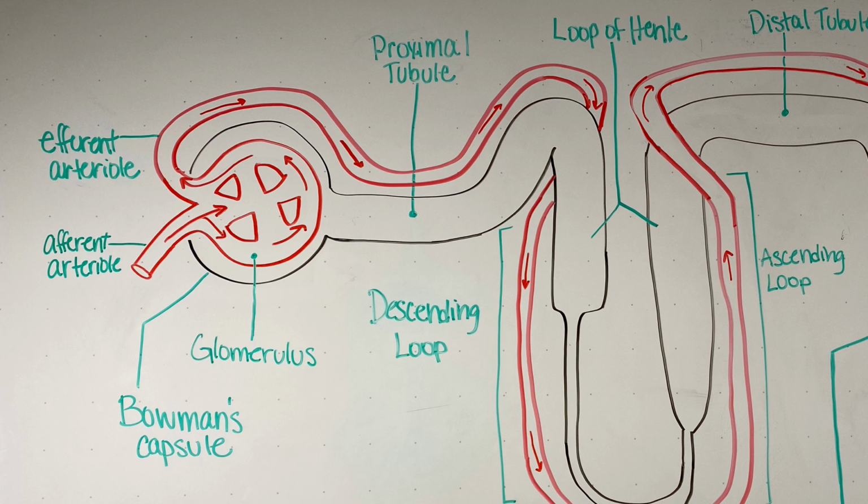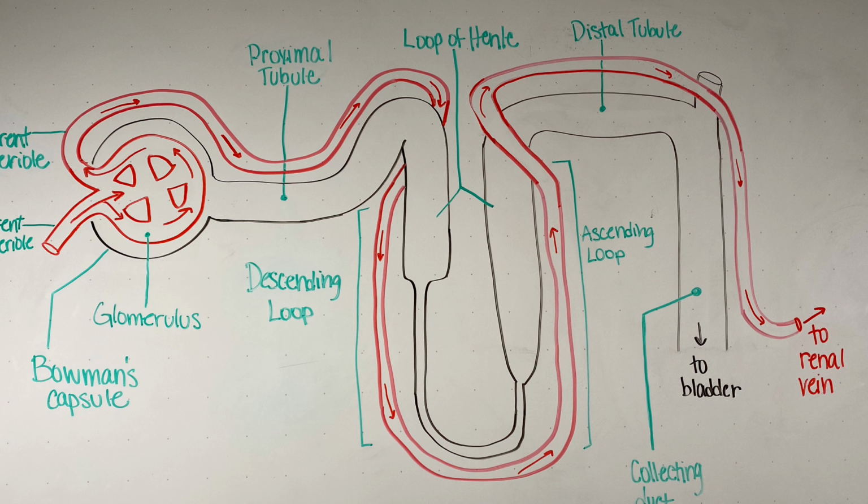From the Bowman's capsule, filtered fluid passes into the proximal tubule. Now proximal comes from the Latin word proximus, meaning nearest or next. And so proximal means something that is close or near to something else. So the proximal tubule is the tubule that is nearest to the Bowman's capsule.